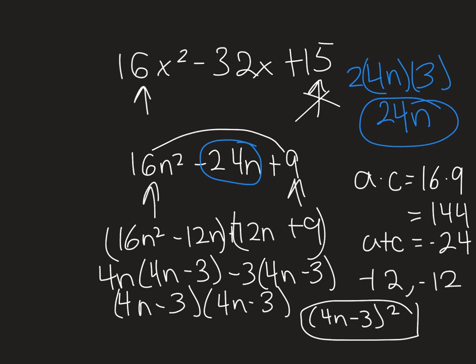So let me go through that one more time. I took the square root of the first term, 16n squared, and got 4n. The square root of the last term was 3. And then I take twice that. So if twice the square root of the first term times the square root of the third term, when I multiply it together, is the middle term, if it matches, then this is a perfect square trinomial.